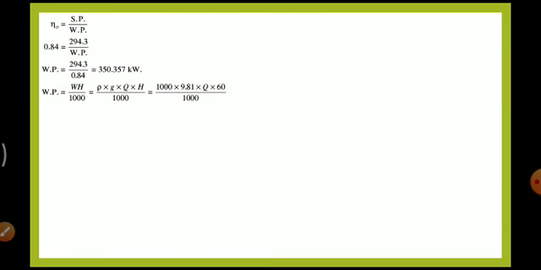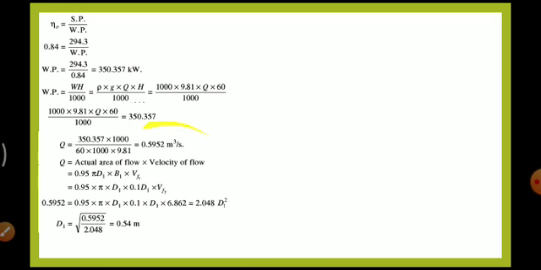Okay, so first, from the overall efficiency we will calculate the value of water power. Water power is equated with the rho g QH equation. From there we will get the value of Q. So the value of Q is obtained. This is the water power equation. This is the value of Q.